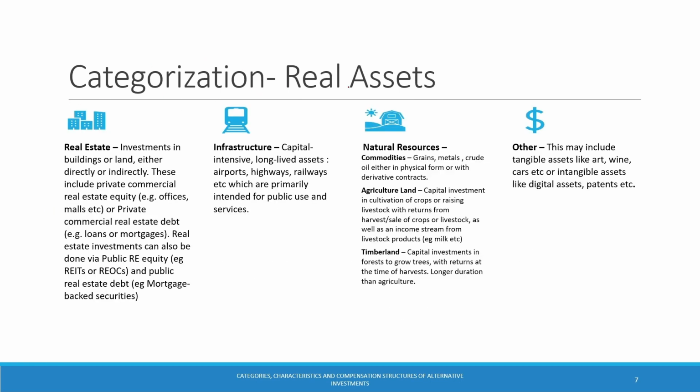And then categories of real estate or real assets. This is relatively straightforward. Real estate can include buildings, offices, malls. So a lot of companies, they buy offices, malls, like entirely that is their portfolio. Or it can be private commercial debt. So a lot of companies, they'll give out loans, so they have a portfolio of loans or mortgages. So mortgages are loans on homes.